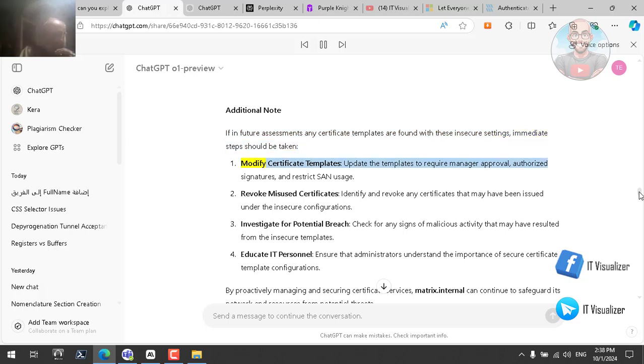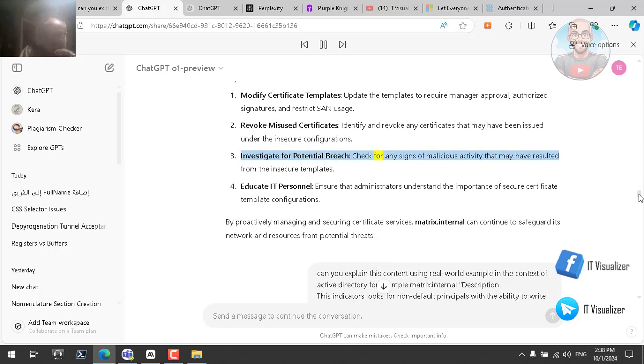Additional note: if in future assessments any certificate templates are found with these insecure settings, immediate steps should be taken. Modify certificate templates. Update the templates to require manager approval, authorize signatures, and restrict SAN usage. Revoke misused certificates. Identify and revoke any certificates that may have been issued under the insecure configurations. Investigate for potential breach. Check for any signs of malicious activity that may have resulted from the insecure templates.